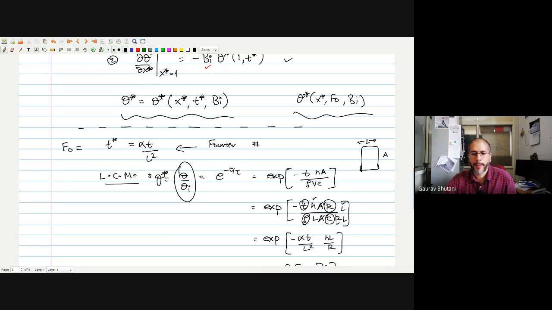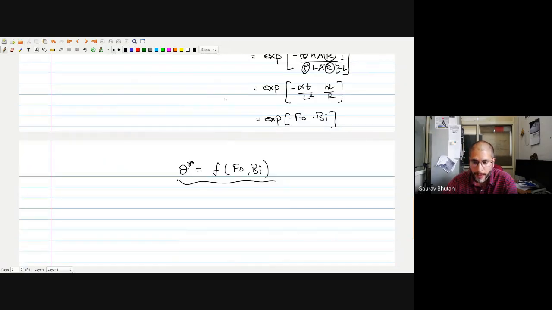But again, coming back to our Fourier number, let's look at this Fourier number again. To analyze it, I can multiply both the numerator and denominator by the volume, and I can expand this alpha as k by rho C, just to show you something.